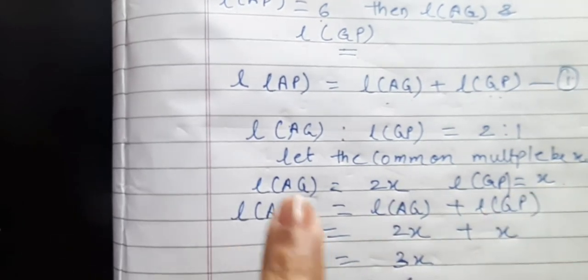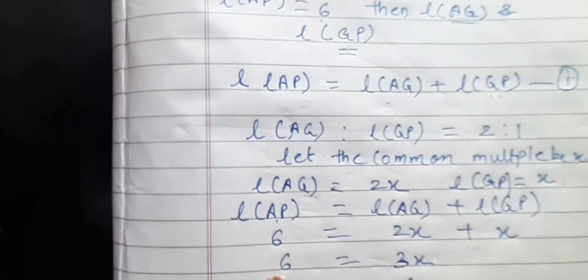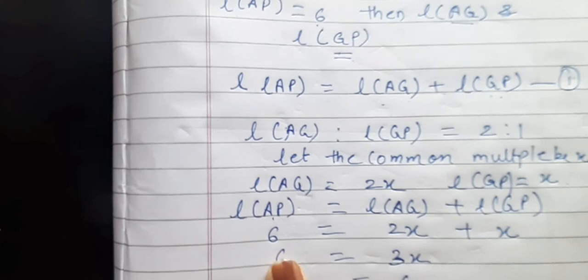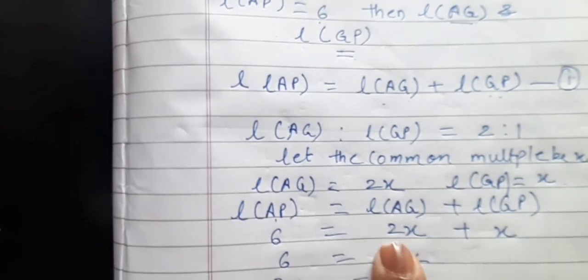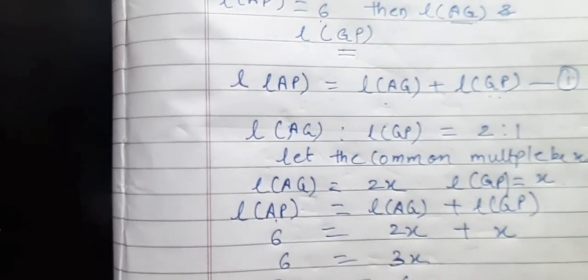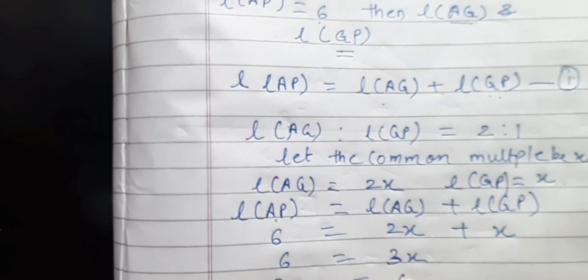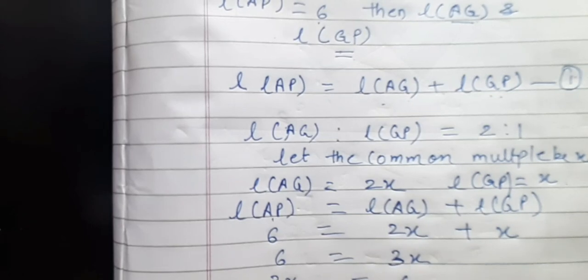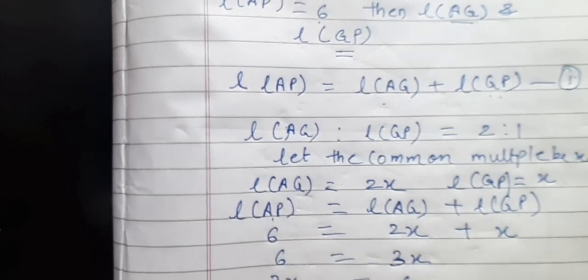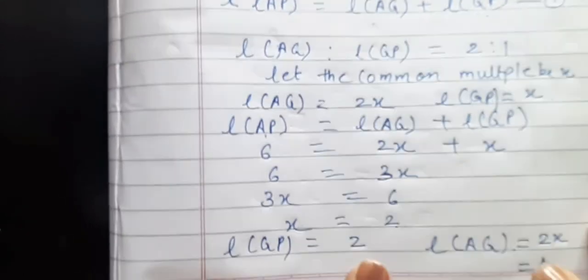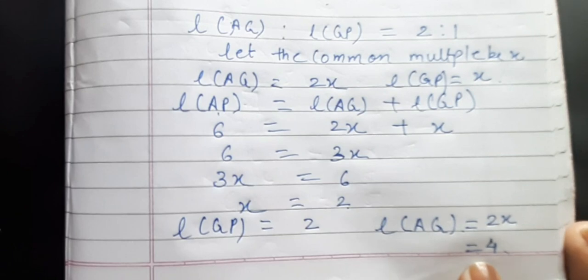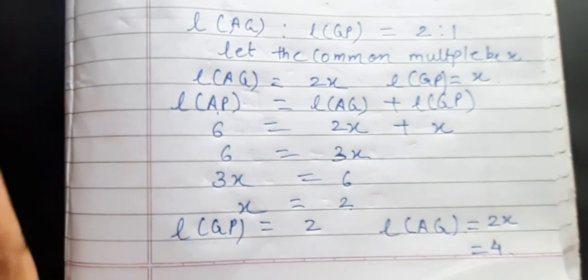Okay. Now substituting these two values in the first equation and value of AP also. So it will be 6 is equal to 2x plus x. 2x plus x, like terms they are added. So it is 3x equal to 6. So what will be x? X is equal to 2. So length of GP is 2 and length of AG is 2x, that is equal to 4.